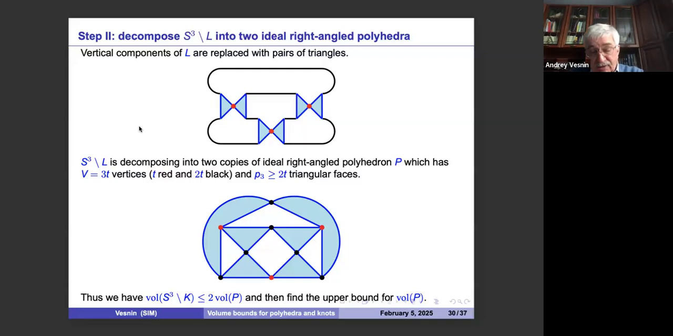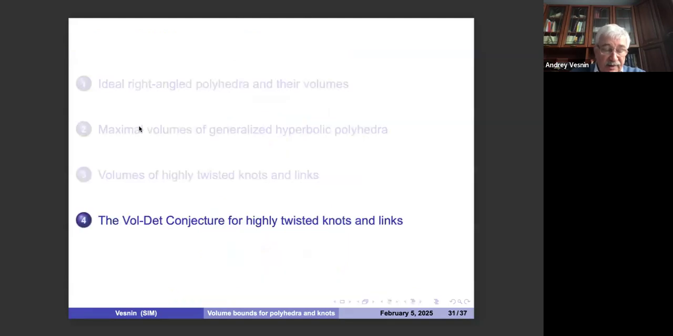And after that, you just calculate very carefully the upper bound for the volume of polyhedra, similar to the previous discussions for ideal polyhedra. So, as I told you, in the case of highly twisted knots, it can be proved. And finally, I would like to say some words about the volume determinant conjecture.